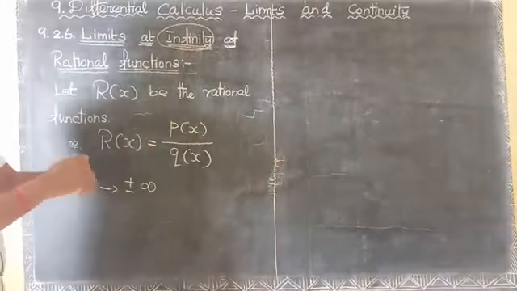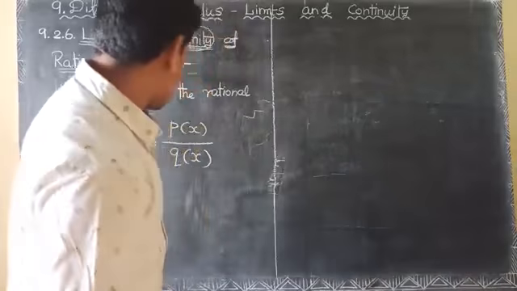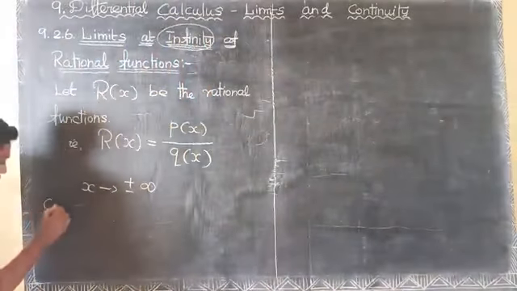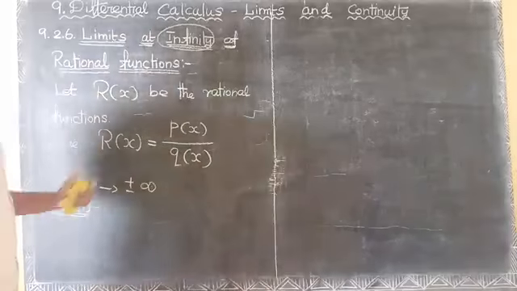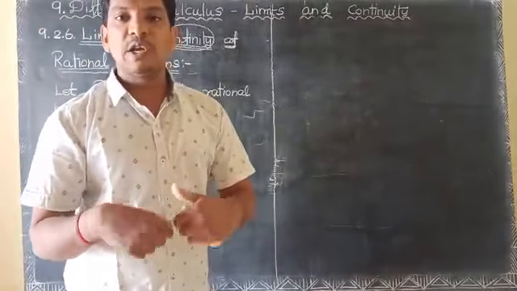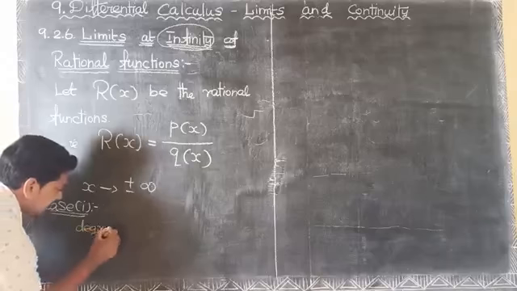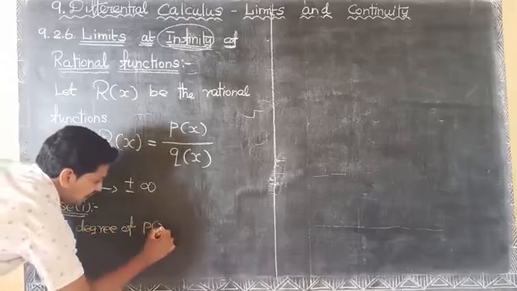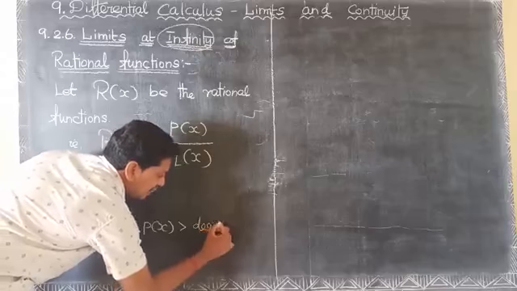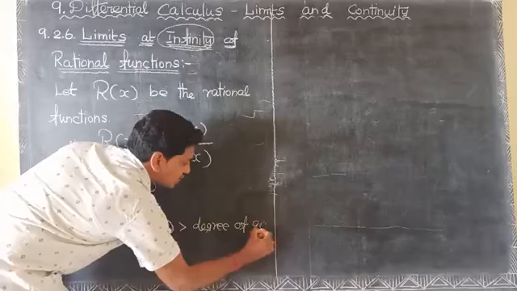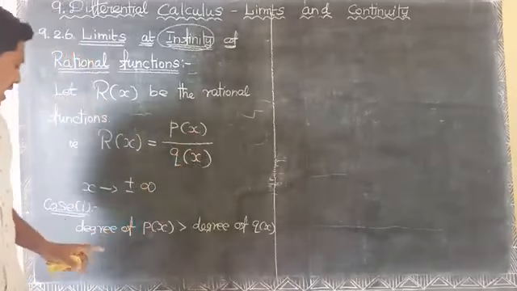At either end, here we classify into three cases. Case number one: here comparing the degree of p of x and q of x. Degree of p of x greater than degree of q of x.